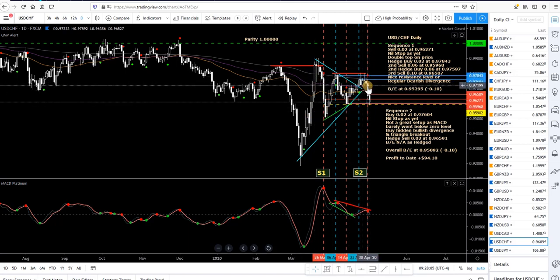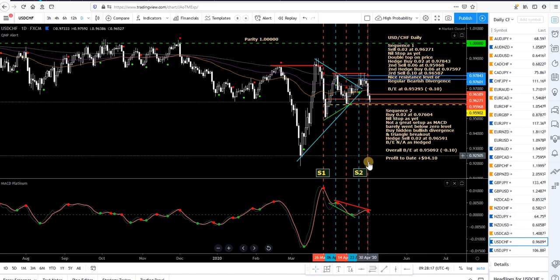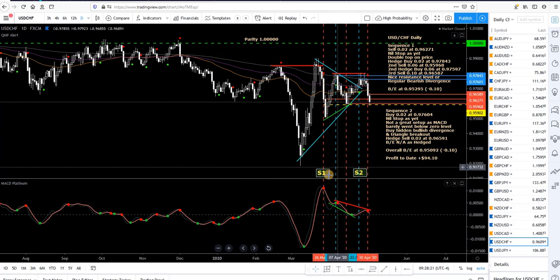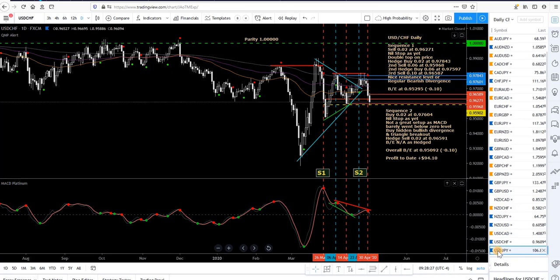Now we've had a sell up here, we're coming down, and we're getting close to overall break-even level, and the MACD platinum is getting close to the zero level. So another day or so, I'd like to see this push down through that, below that yellow line. I could probably look at closing out some of these trades, maybe just leaving sequence 2 on and getting rid of sequence 1. There's options, so you can get a little bit creative when you've got a few trades on.